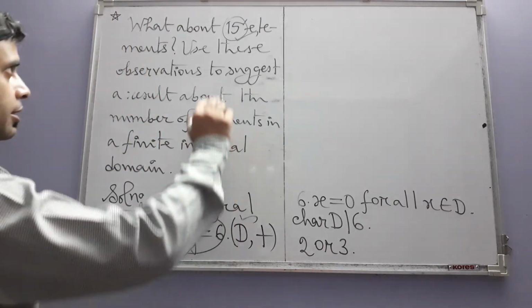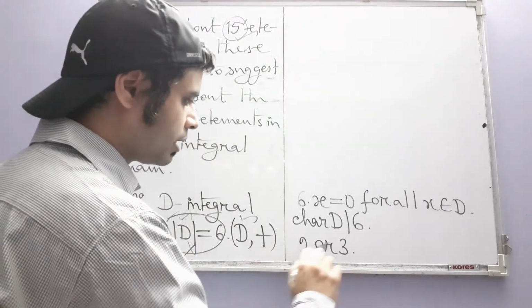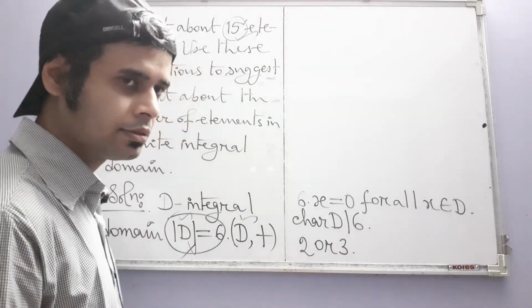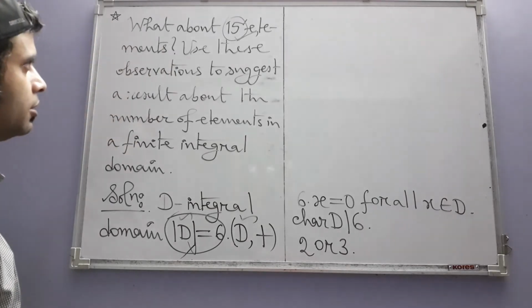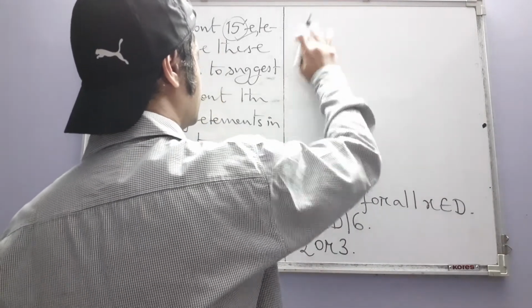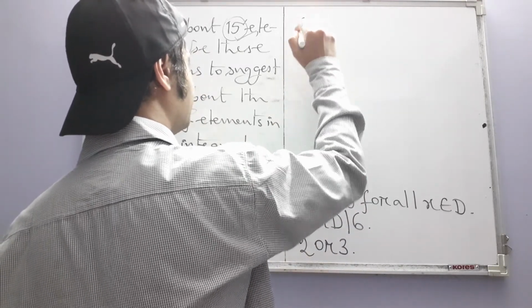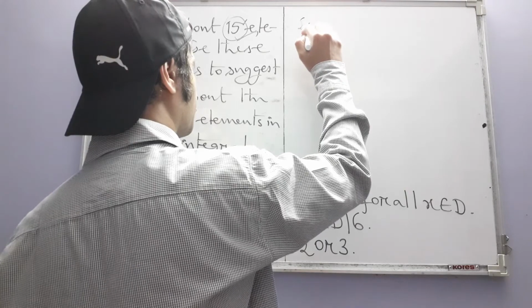And a similar thing works for 15 also. There the roles of 2 and 3 will be played by 3 and 5, not in any particular order. And this is an integral domain with 4 elements. You just verify it yourself, okay?